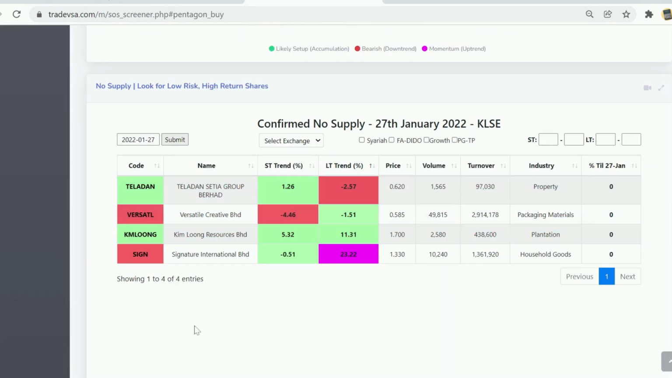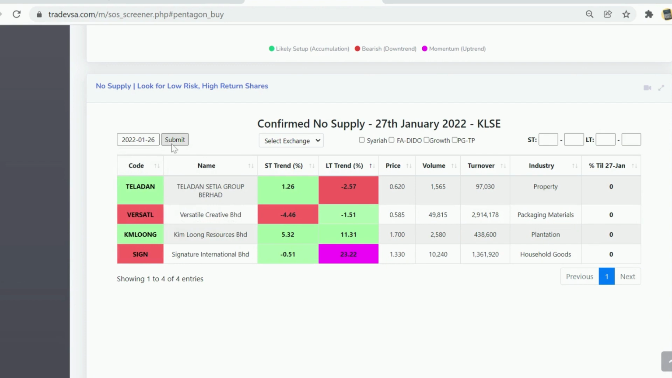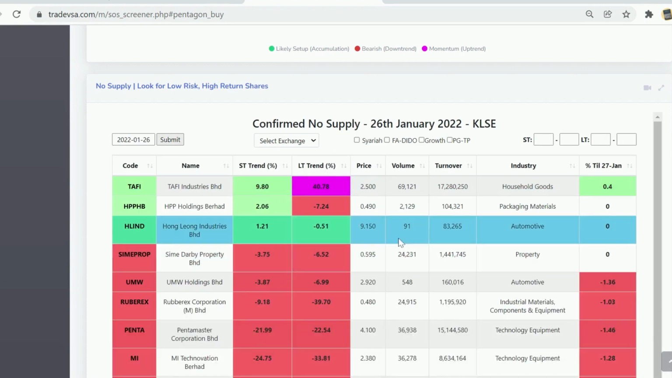So again, KMLOONG, how do we pick this up? This is on 27 January. KMLOONG, green. Again, I like to look for something that is green, or if not, purple. That's the reason why I picked up KMLOONG. The other one that I would like to share with you is TAFI. Green, purple. So the background is trending, and currently it is building around the support areas over there.